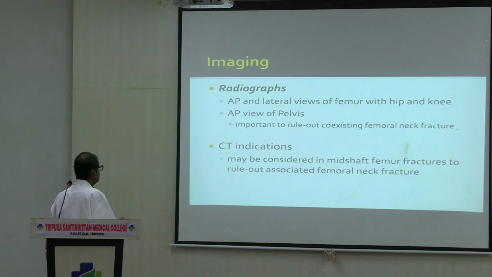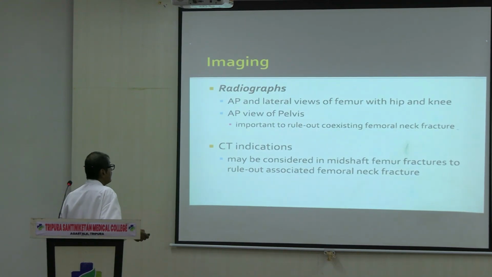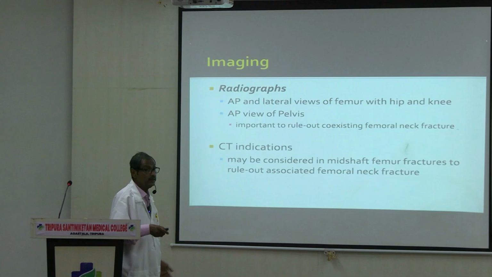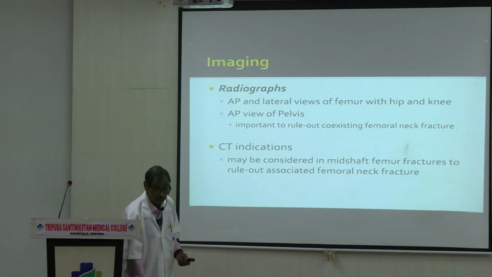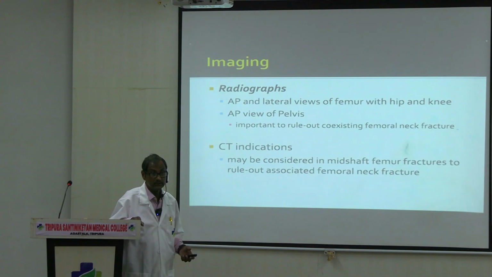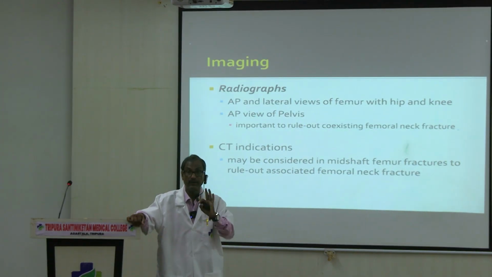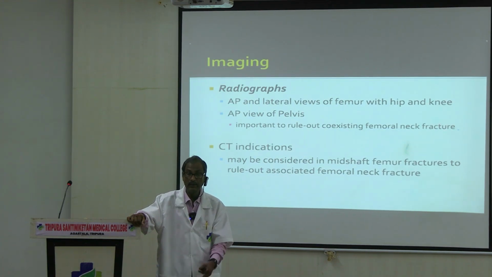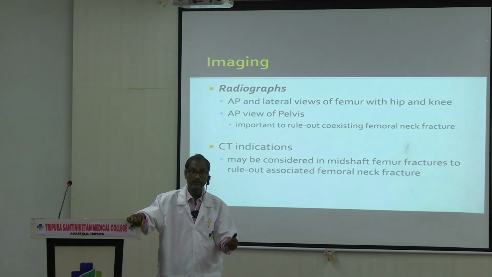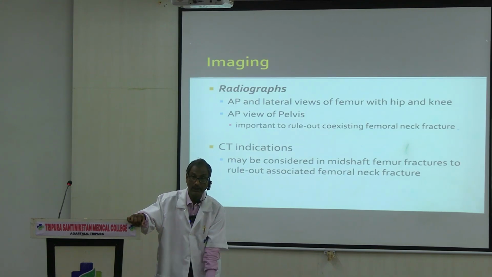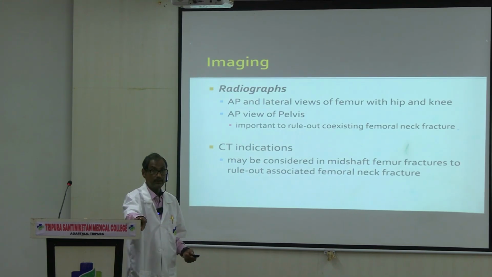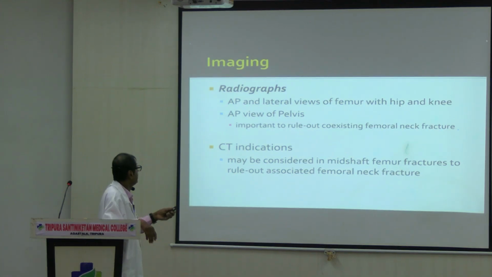So, how to diagnose: AP view and lateral view of the femur. Whenever you do an X-ray, the joint above and the joint below should be included. When you advise an X-ray, don't write femur, write X-ray of thigh, AP view, lateral view, anterior posterior view, lateral view, with hip and knee joint. Joint above, joint below should be included. Then AP view with the pelvis; CT is indicated.